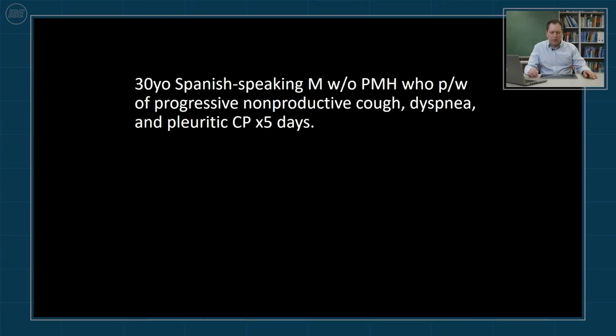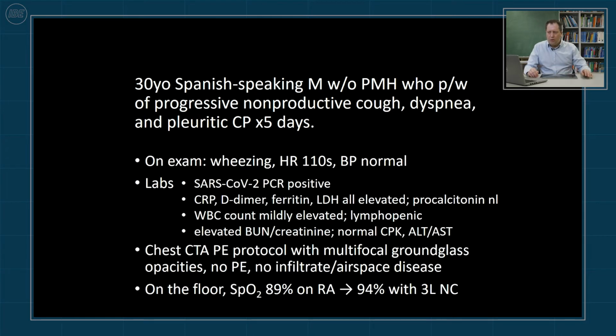So this is our case. We have a 30-year-old Spanish-speaking male without a past medical history who presents with non-productive cough, dyspnea, and pleuritic chest pain for 5 days. On exam, he's wheezing, his heart rate is in the 110s, and his blood pressure is normal. Labs show that he's SARS-CoV-2 PCR positive.